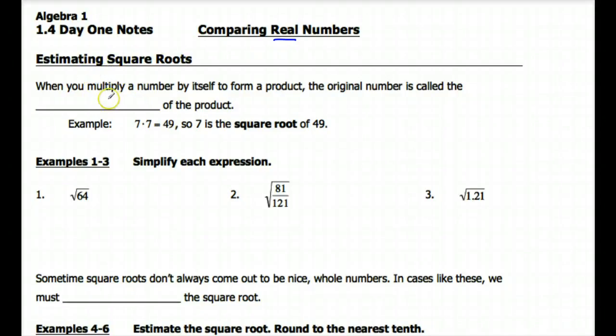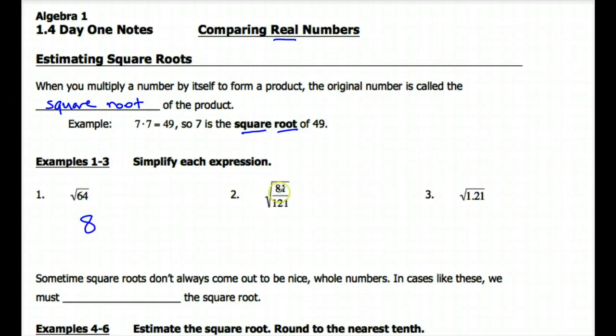So just as a refresher, the definition of square root is whenever you multiply a number by itself, that original number is called the square root of your product, of your new number. So just for example, 7 times 7 equals 49, we would call 7 the square root of 49 because 7 times itself, or 7 squared, gives you 49. So down here in example 1, we have the square root of 64. You've got to think what number times itself gives you 64. That would be 8, because 8 times 8 is 64.